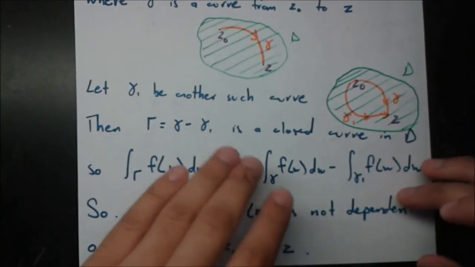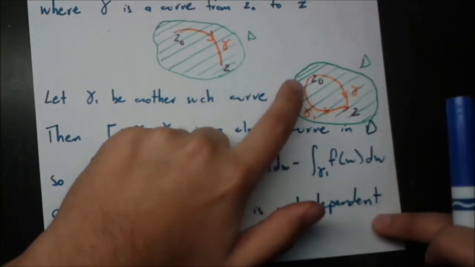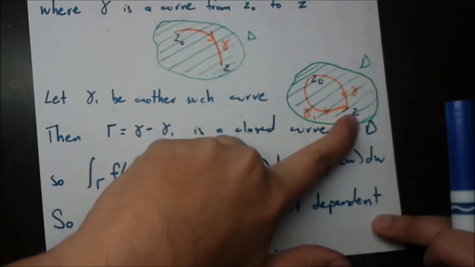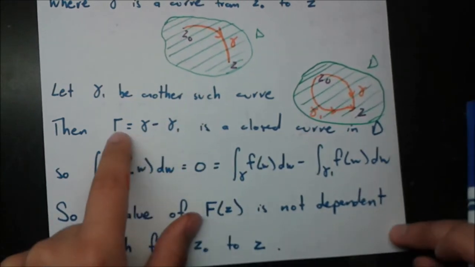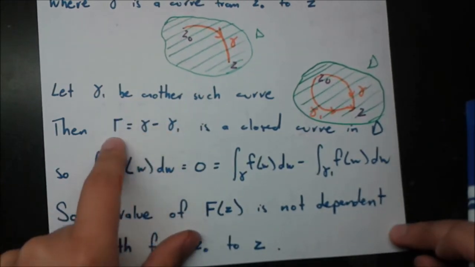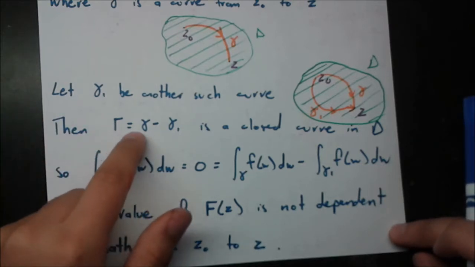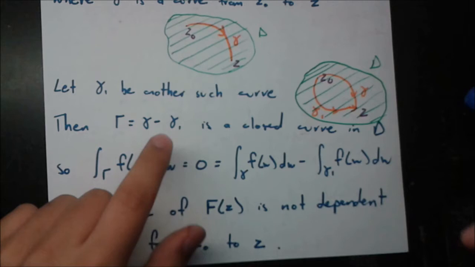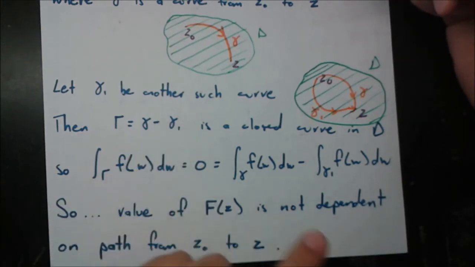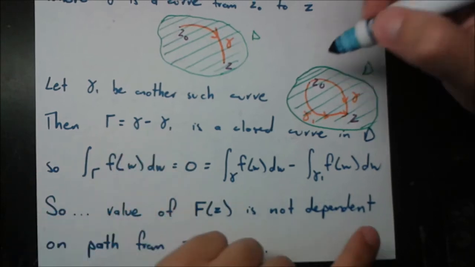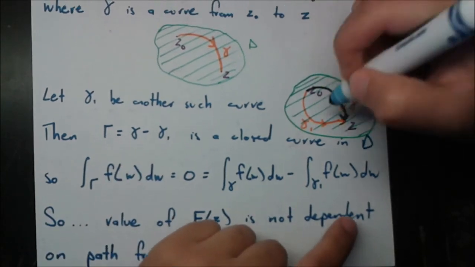So how we're going to do that is we're going to say gamma sub 1 is another such curve, which is another curve that connects z0 to your point z. So here's gamma 1, here's gamma. Then big gamma, uppercase gamma, is represented by this kind of right-angled L that we twisted around, is equal to gamma minus gamma 1. So let's remember what minus curve means. When you take minus a curve, you reverse its direction. So gamma minus gamma 1 is first traveling on gamma, and then traveling on the opposite of gamma 1.